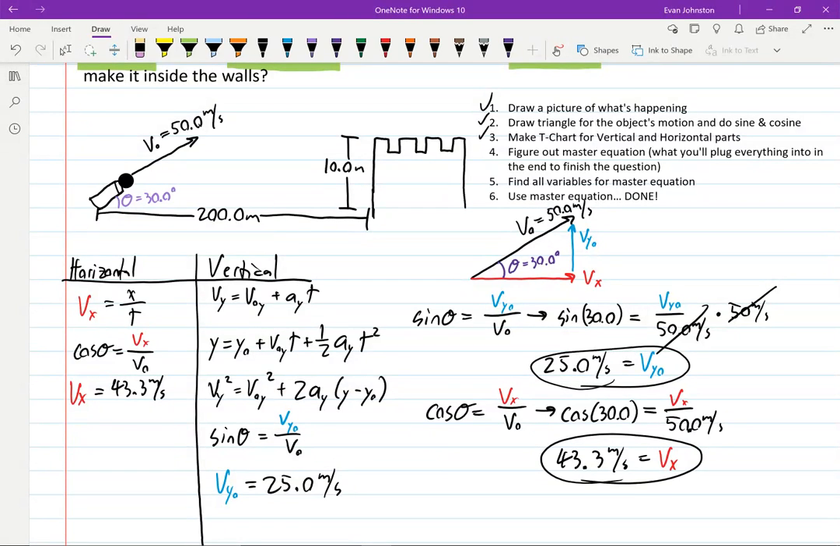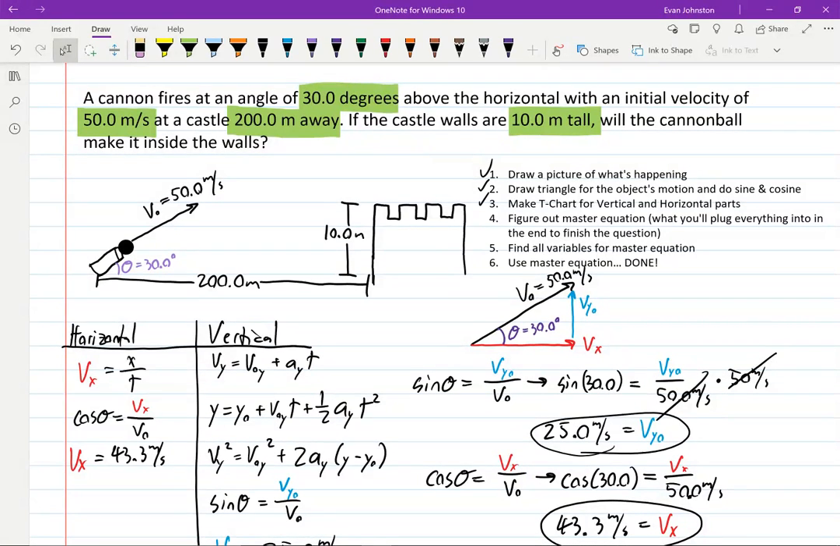Step 4 is where we actually do some hard thinking. So what's going on here? Will the cannonball make it inside the walls? Here's the idea. As the cannonball goes along this parabolic trajectory, is its y value when it's at 200 meters, so when it's at this x position, below 10 meters or above 10 meters? Because if we can find the y value when it's at 200 in the x, we'll know if it makes it inside or not.